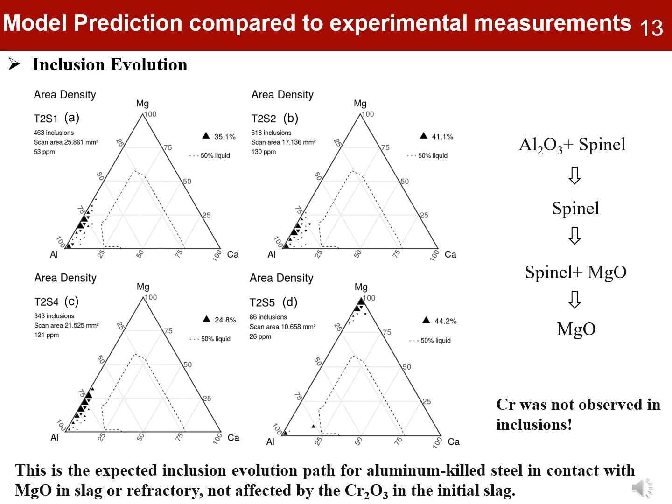A potential side effect is that the consumption of dissolved aluminum as a reductant here might change the evolution of the oxide inclusions, but the results showed that the inclusion chemistry change just follows the general sequence: aluminum oxide, spinel, and magnesium oxide, as we generally found in the aluminum killed steel still contacting with magnesium oxide in slag or refractory, so it should not be affected by the chromium reduction process.